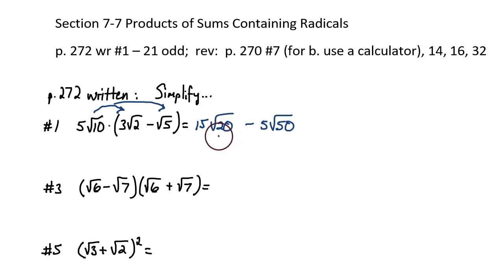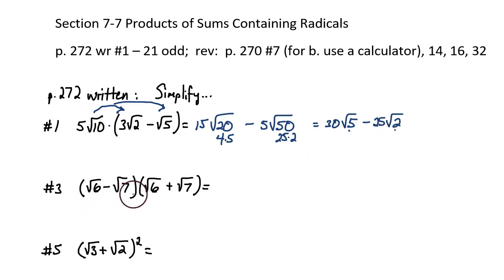We can think of 20 as 4 times 5, and we can think of 50 as 25 times 2. The square root of 4 makes 2, and 15 times 2 makes 30. This 5 here will stay inside the radical. Now on this piece, the square root of 25 is 5, and 5 times 5 is 25. And this 2 will stay in the radical. This is as far as we can go because these two radicals are not like terms. We cannot actually combine these to a single monomial.